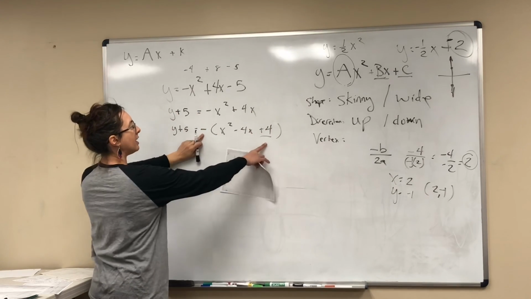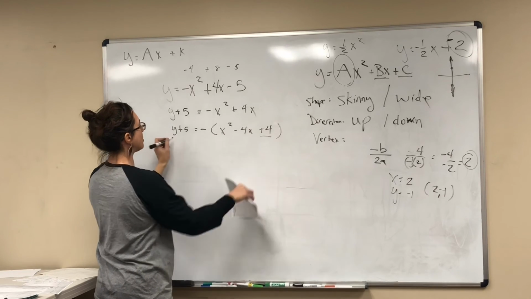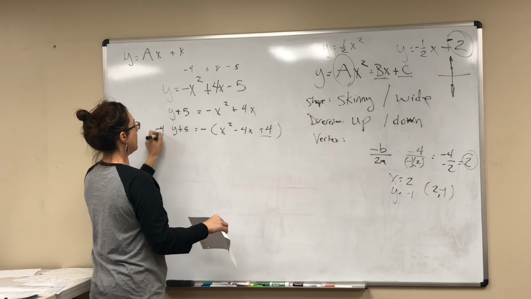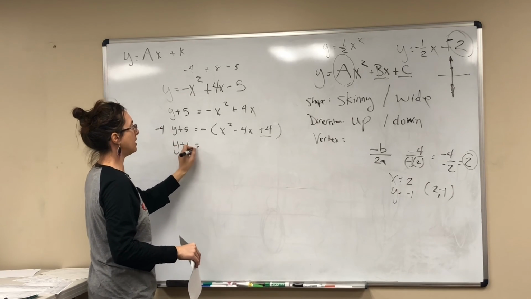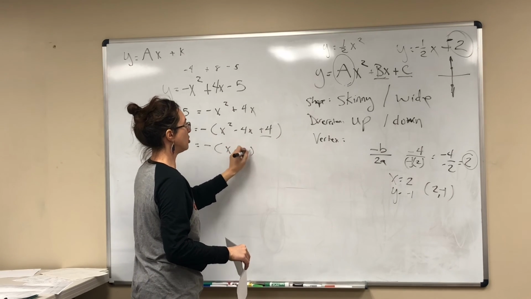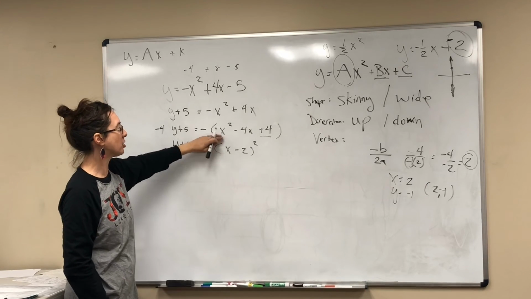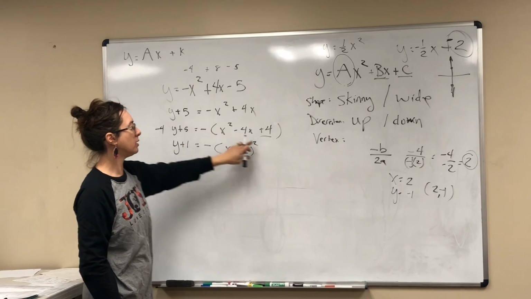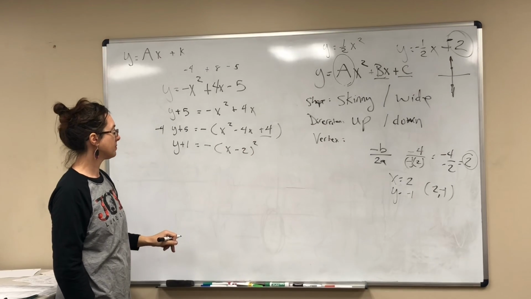What have I really added? A negative 4. So I need to add a negative 4 over here. So now I have y plus 1 equals negative x minus 2 squared, right? Because this factored is the square root of the first one, square root of the second one, and the sign in the middle. Correct?